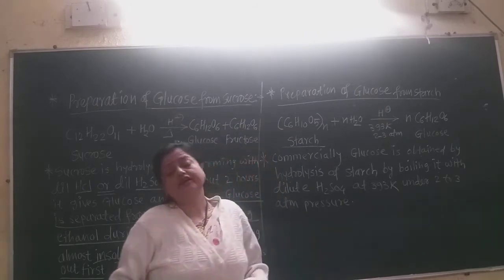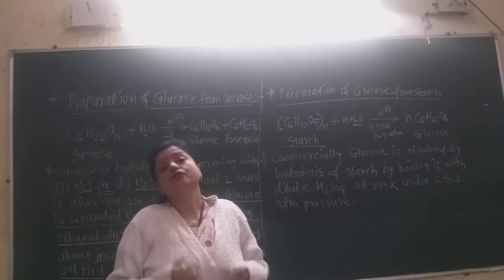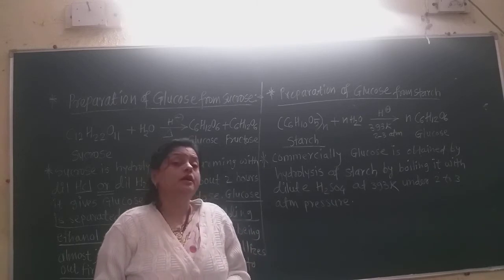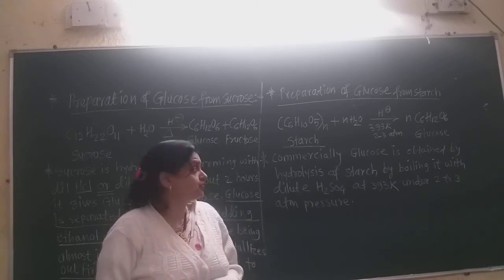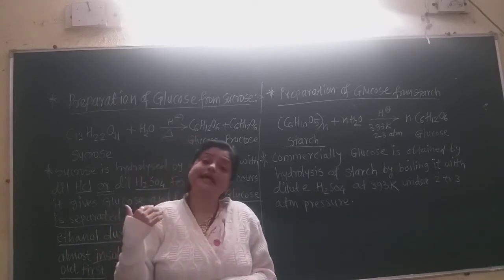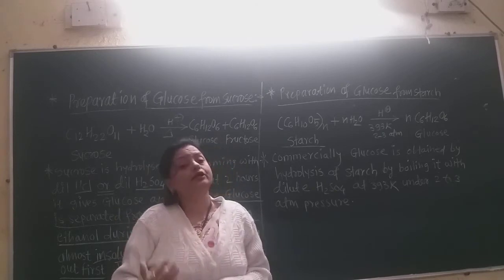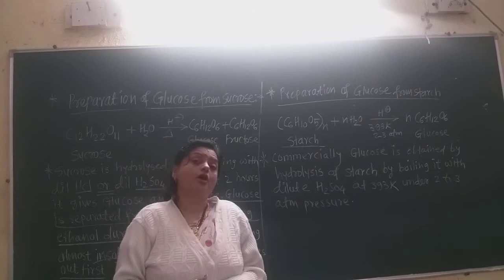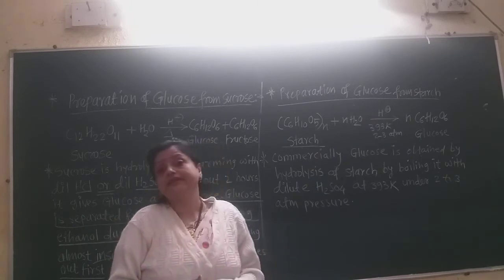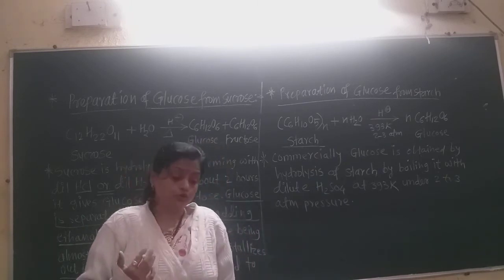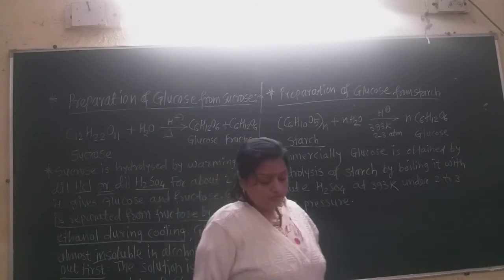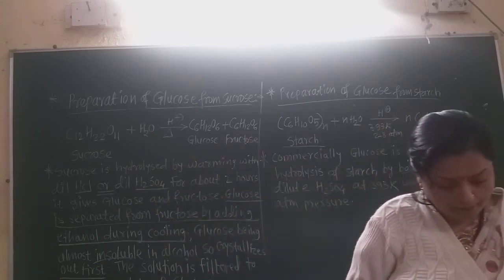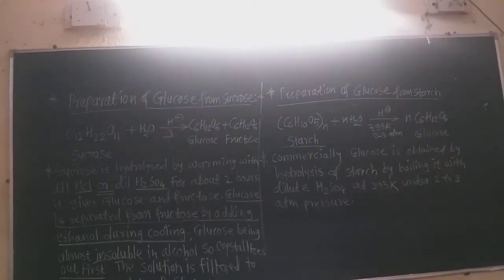So on the large scale, the commercial scale, we can prepare glucose by using starch and by doing its hydrolysis in the presence of dilute H2SO4 at a high temperature and high pressure, about 393 Kelvin temperature and a pressure of about 2 to 3 atmospheres. Now these are the two methods of preparation of glucose. Now let us see the properties of glucose.